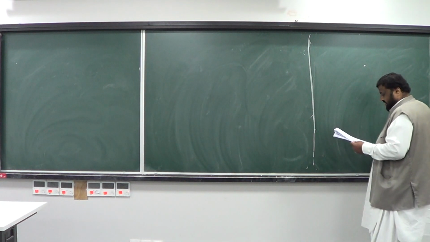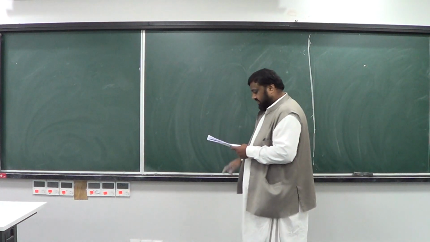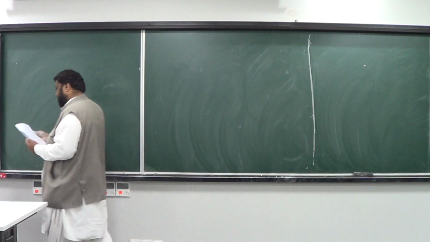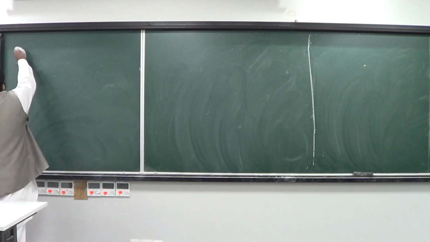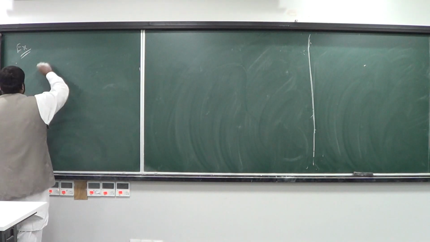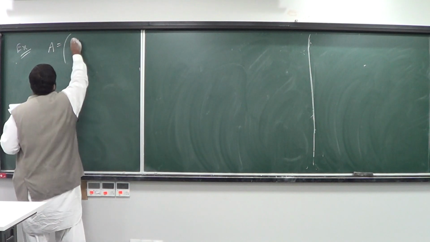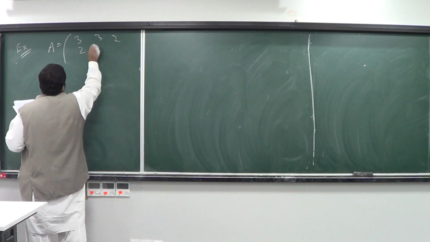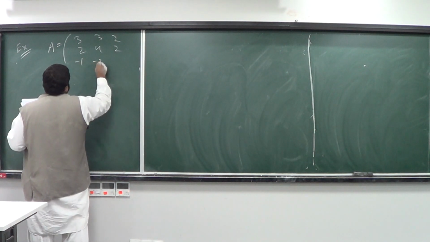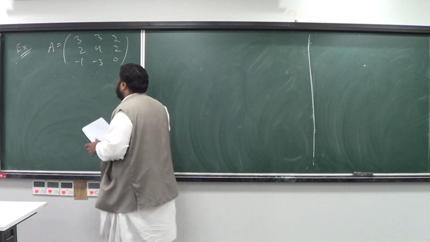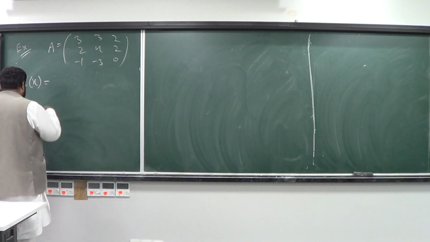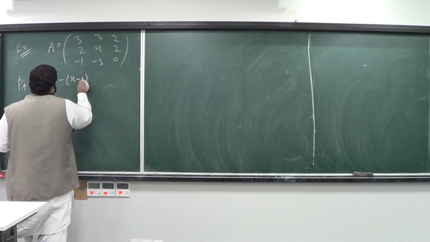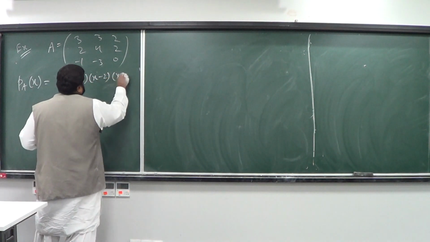Let's do another little example. This time maybe you consider a 3x3 matrix. So A is this: 3, 2, 2, 4, 2, negative 1, negative 3, 0. Okay? Then you're going to compute the characteristic polynomial of this matrix. So it will be like this, x minus 1, x minus 2 and x minus 3.